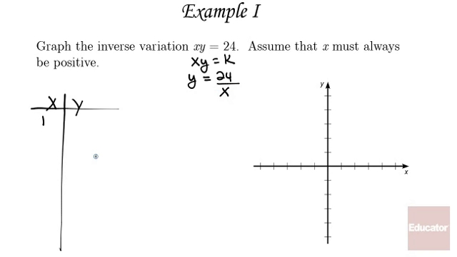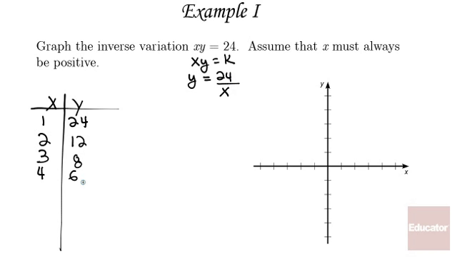Therefore, when x is 1, y is 24. When x is 2, y is 12. When x is 3, 24 divided by 3, y is 8. When x is 4, y is 6. I'm going to skip 5 because that doesn't divide. 24 cannot be divided evenly by 5.